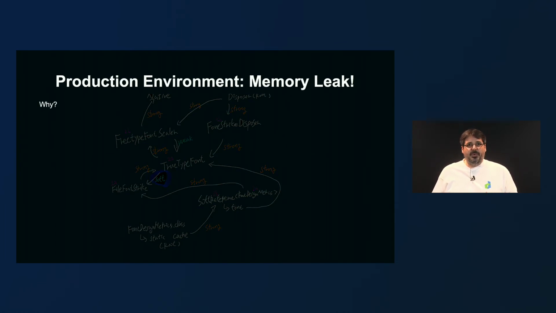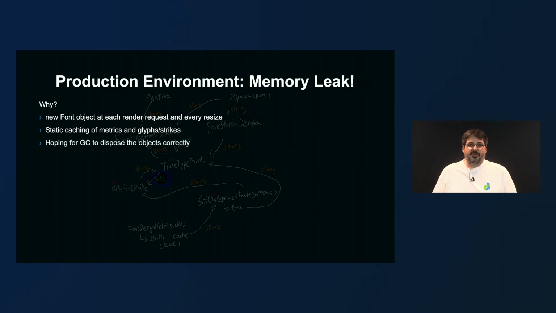But why were we experiencing this issue at this level, though? Well, the reason is that we create a new font object for every render request and for each resize of the font during the algorithm execution. Also, the caching of the related metrics, like the ones needed to calculate the text size or the glyphs to print the actual fonts, happens at a static level. And we were simply hoping for the garbage collector to dispose of the objects correctly. But we were not aware of the circular dependencies that prevented it.